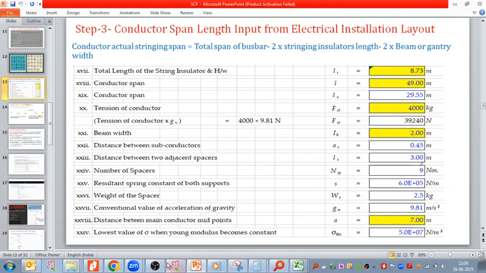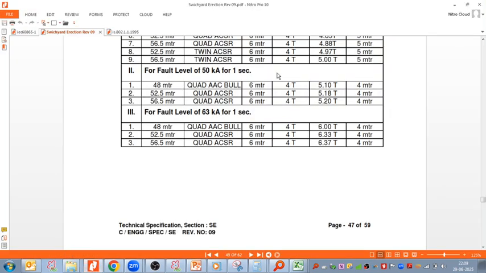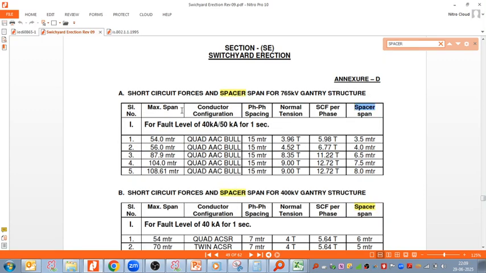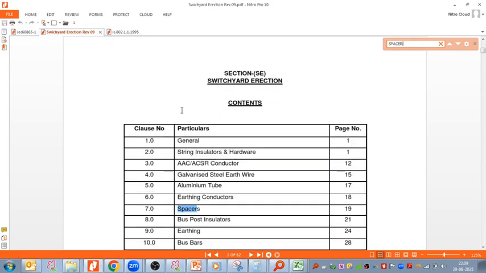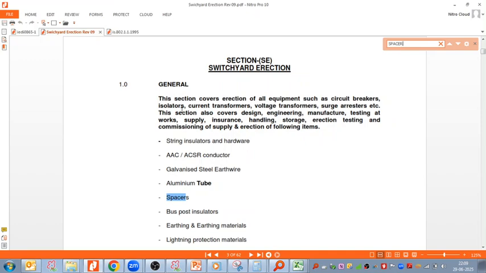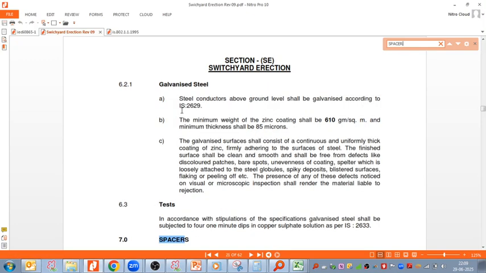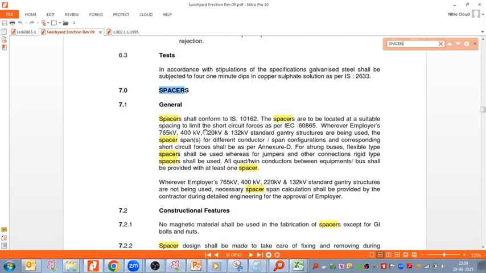Same material, aluminum, that we are using for the conductor. Okay, now spacers. Maybe we can get some spacers. Spacers shall be IS.